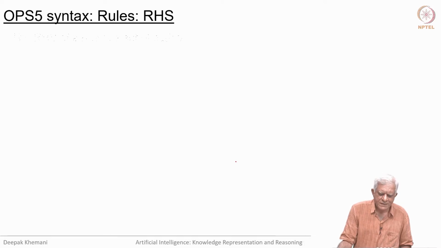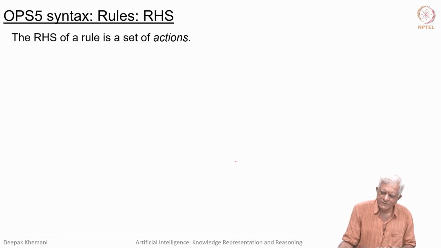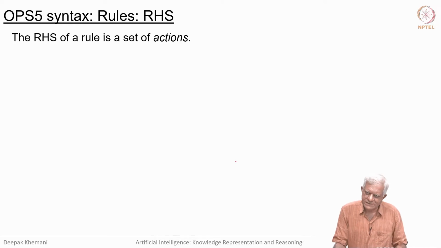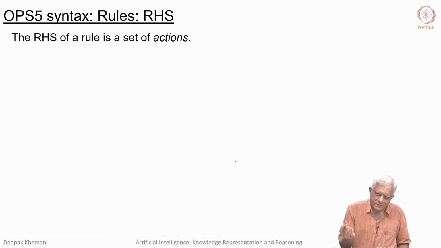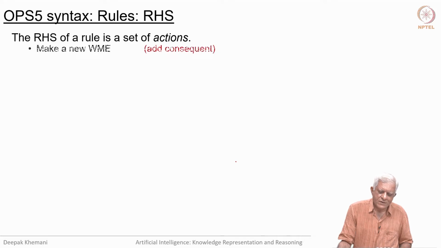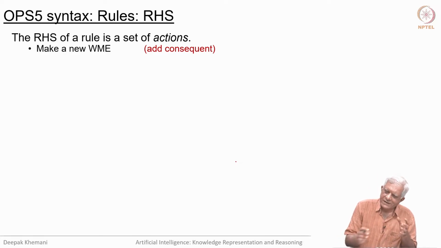What about the right hand side of the rules? It is a set of actions. So, in the language of OPS5, we do not say consequent, we say actions essentially. So, the actions could be consequences or at least asserting consequences, but we think of them as actions. In logic, first order logic, we say that an implication statement says that if the left hand side is true, then the right hand side is true. In OPS5 like languages, we say if the left hand side is true or it matches, then do what is given to you described in the right hand side.